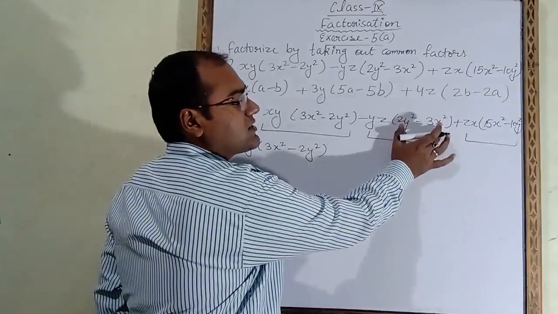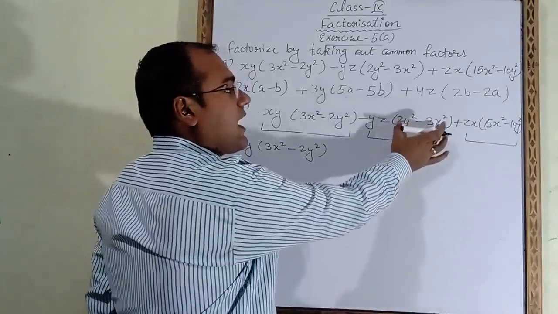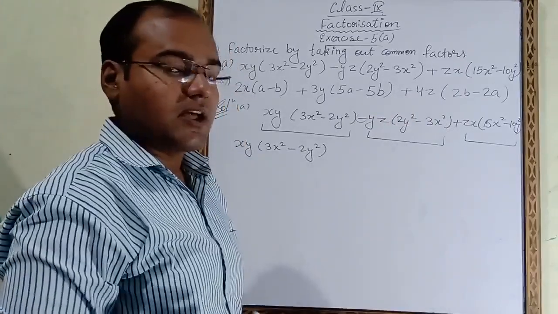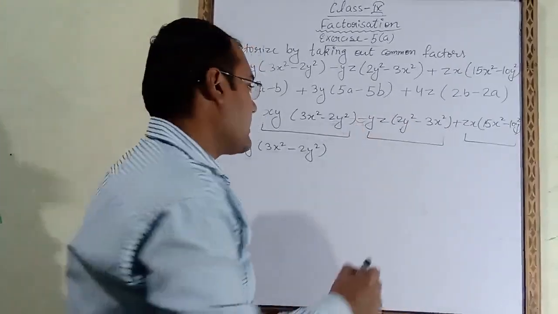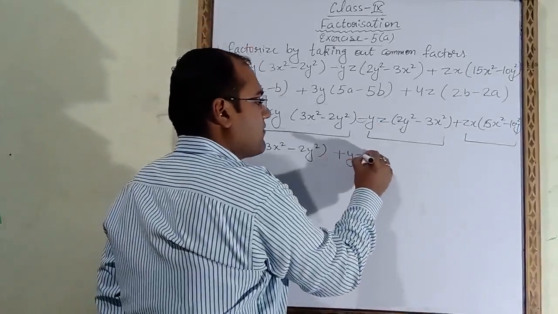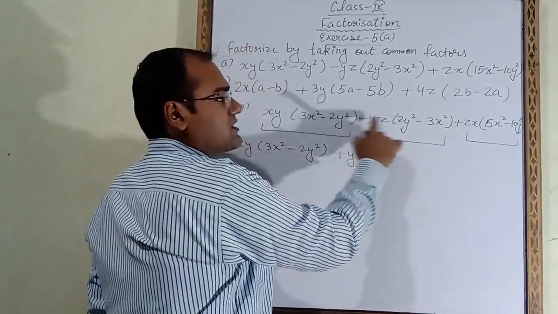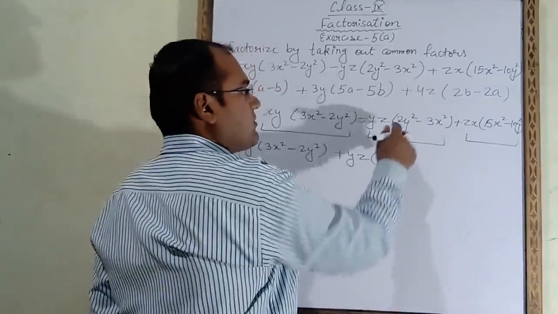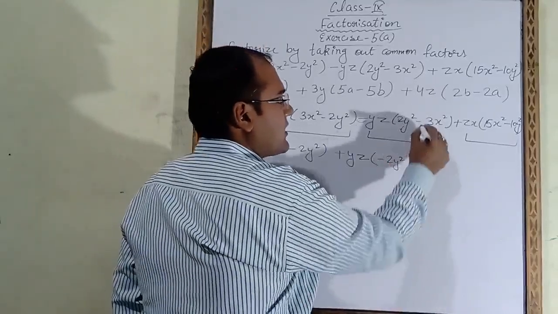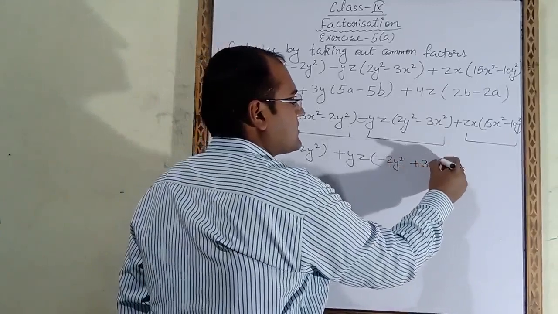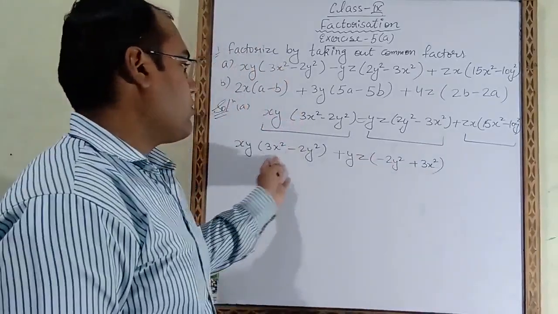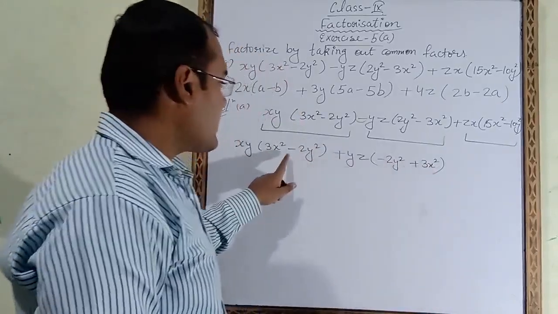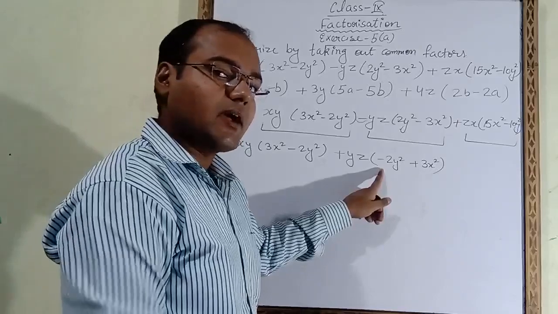From these two terms we will take minus common, and that minus will come out, and with this minus, that minus will become plus, because minus minus is plus. So here this will be plus yz, and when we take plus here, these two signs also we have to change. So this will become minus 2y square, and this will become plus 3x square. Now we will check it. Both the brackets are same. 3x square, here also 3x square. Here is minus 2y square, here also we are getting minus 2y square.